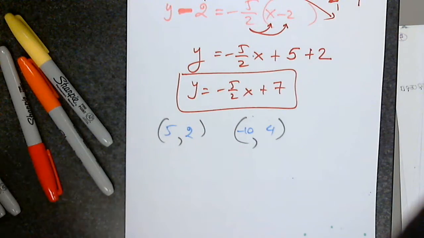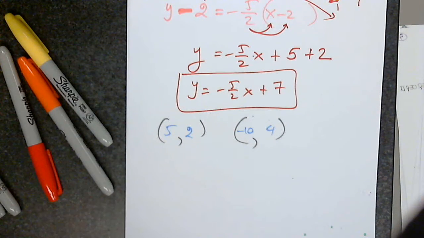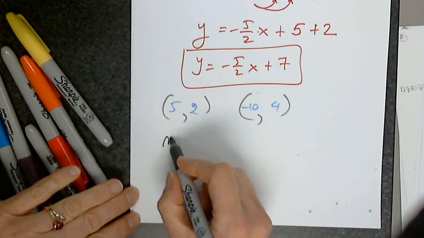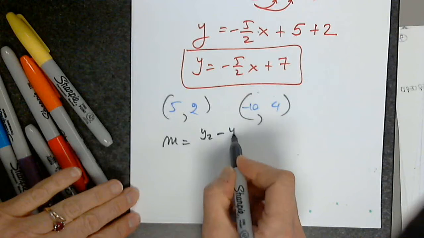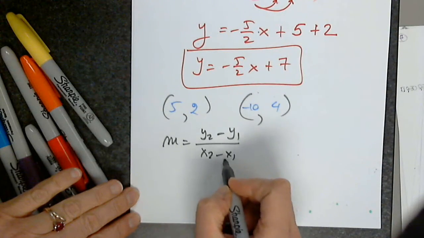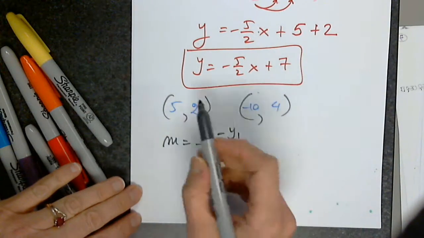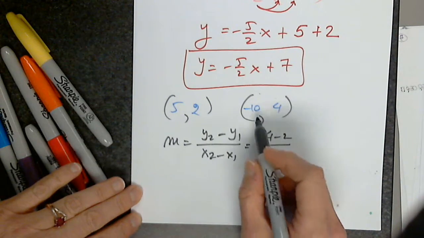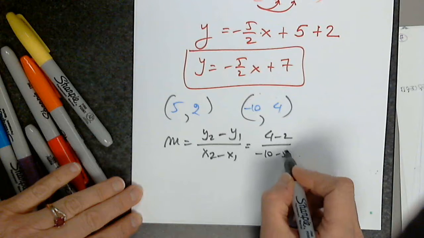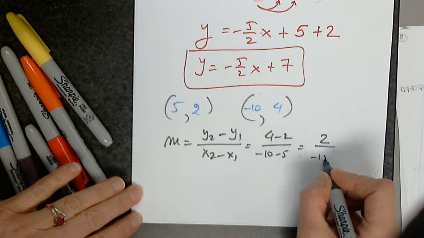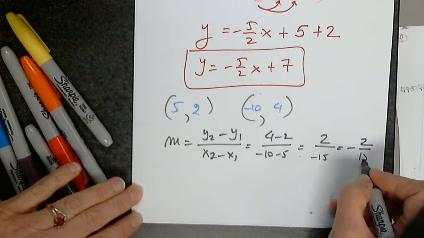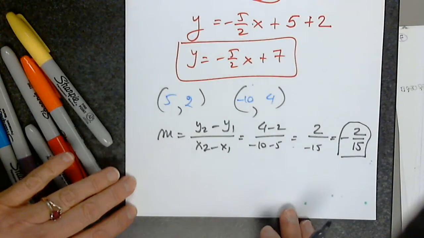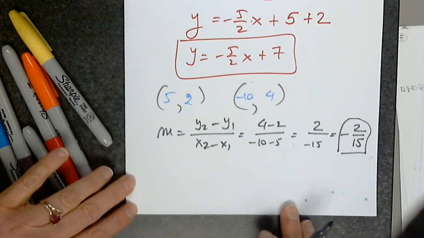Do we have the slope or not yet? Okay, so the slope I will write y2 minus y1 over x2 minus x1. I will say 4 minus 2 and negative 10 minus 5. So I have 2 over negative 15 or negative 2 over 15. Do we all agree with negative 2 over 15? Yes? Okay.